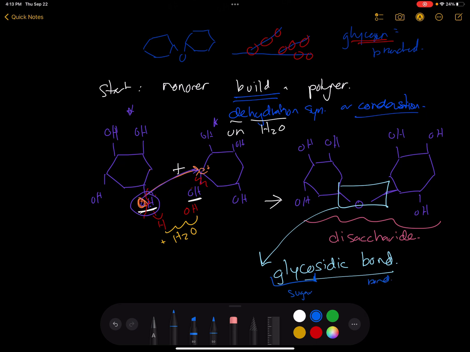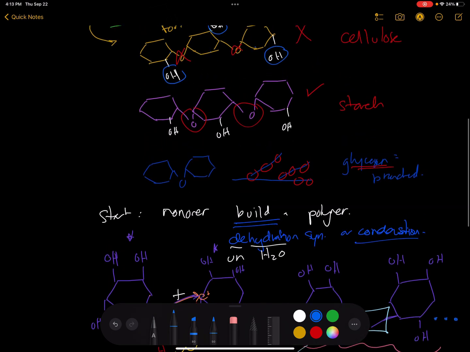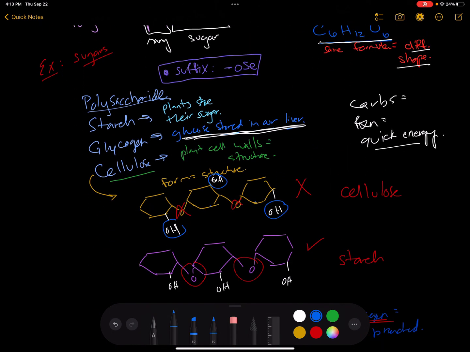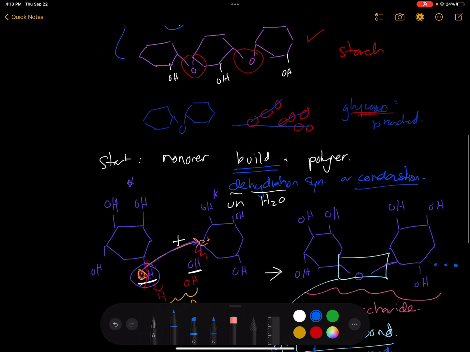And then I can keep doing this process over and over and over again until I start making these big polysaccharides. So I can go from my monomers, like my glucose and my fructose and my sucrose up here, and then I can start building these big molecules over on this side.